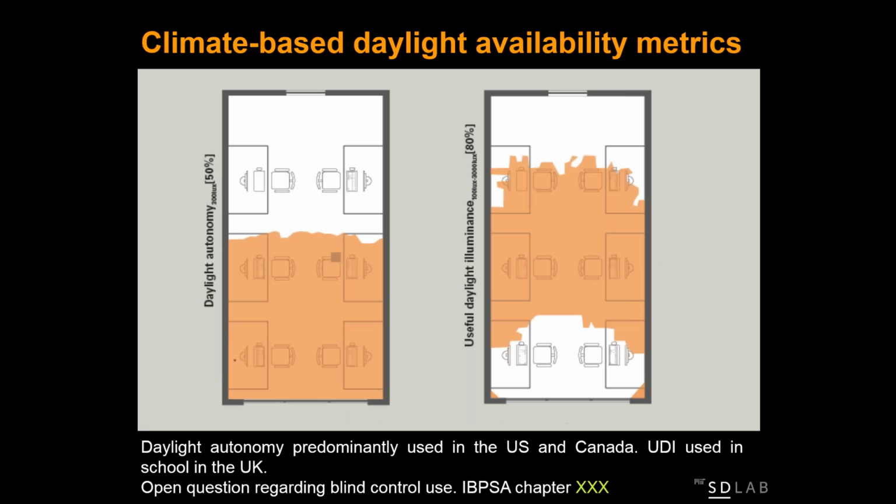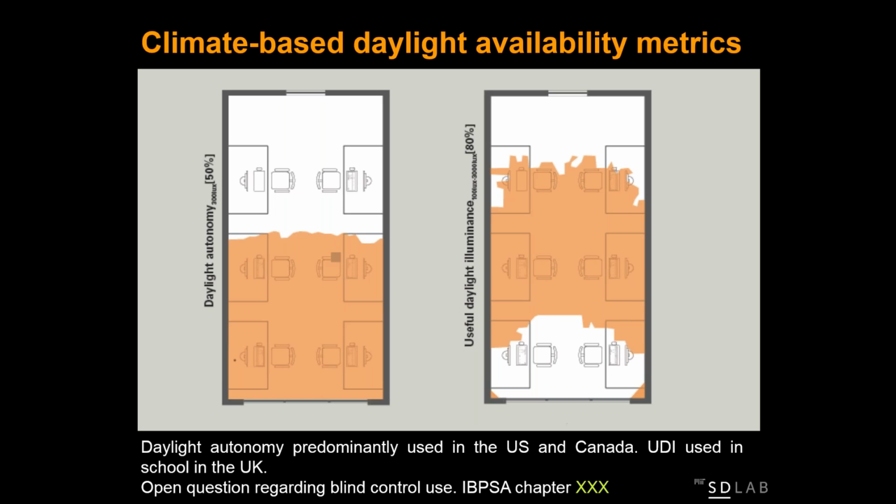And there's been a whole series of different climate-based metrics that have been proposed. Just for the interest of time, I'm concentrating on two here because they found their way into certain standards over the last couple of years. One metric is called daylight autonomy. That's mostly used in North America. And what it does is look, for a particular point within the building, at how often I'm meeting a minimum threshold.